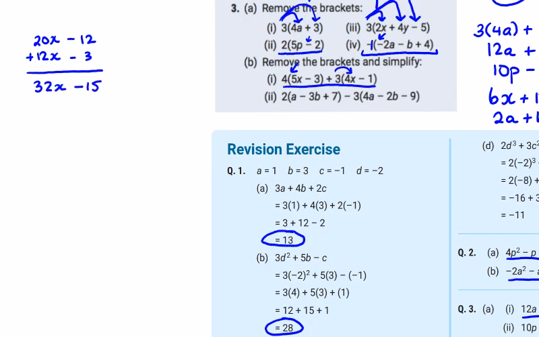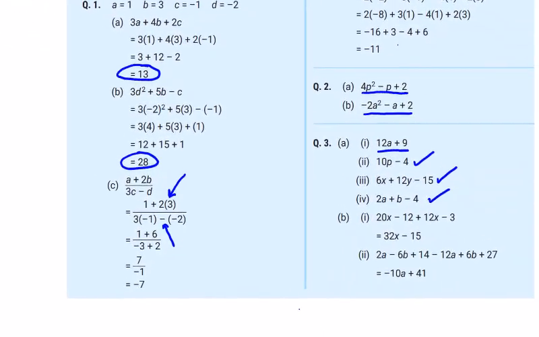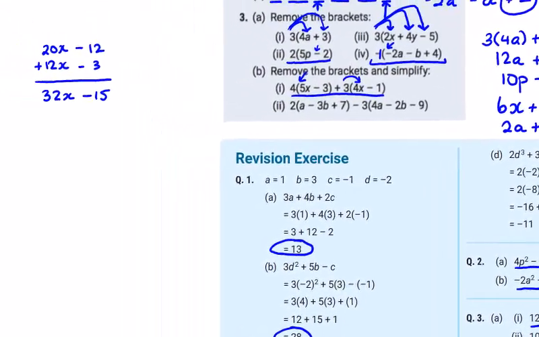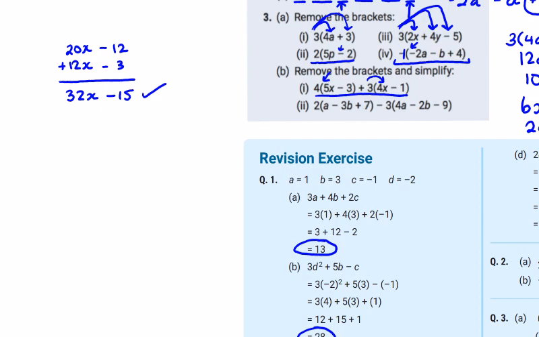And with the first of every one, you might just check them. Question 3, I do 32x minus 15, 3b. 32x minus 15. Happy days.